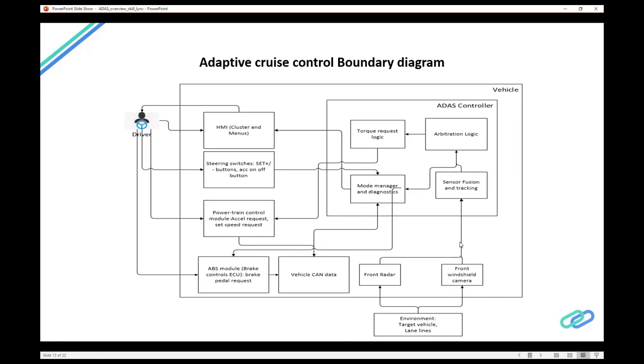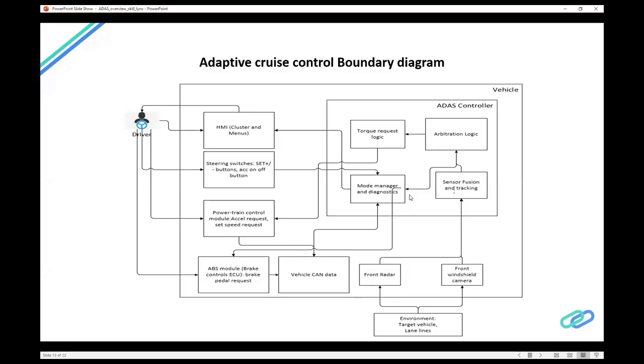It goes through the same process, goes to the sensor fusion and tracking, and then it goes into the arbitration logic. And what does arbitration logic mean? So arbitration means it categorizes different targets into different categories. So there are two logics here.